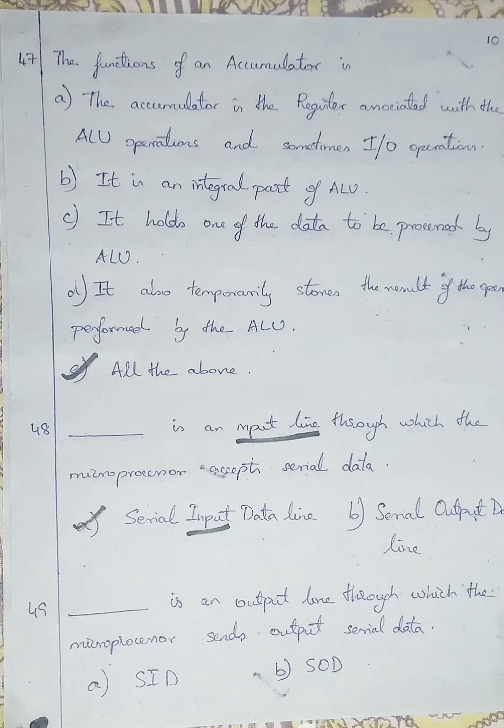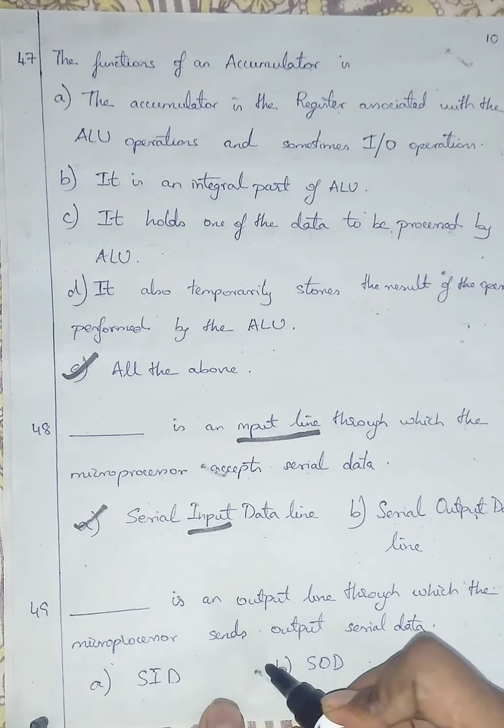Question number 49. Dash is an output line through which microprocessor sends output serial data. Microprocessor sends output serial data only through the SOD line, that is, the serial output data line. So I'm going with option number B, SOD.